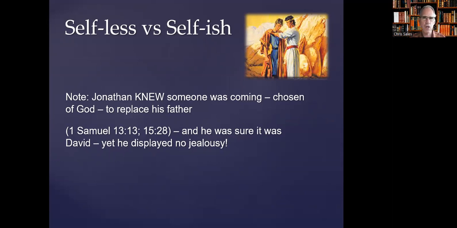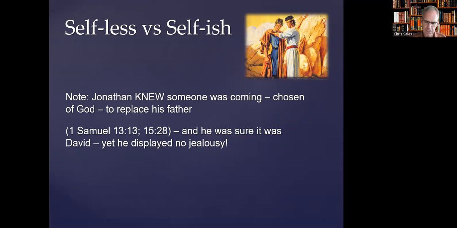So Jonathan knew. Jonathan would have heard this. Saul would have known this, that someone else was coming. It's described here, a man after God's own heart. Now, perhaps Saul thought this with Jonathan. We've often wondered why Jonathan wouldn't have been the one that was chosen. Perhaps Jonathan thought it of himself.